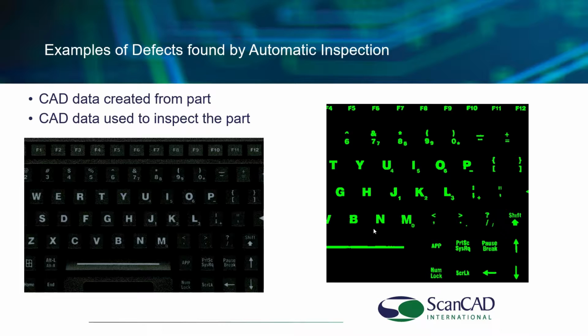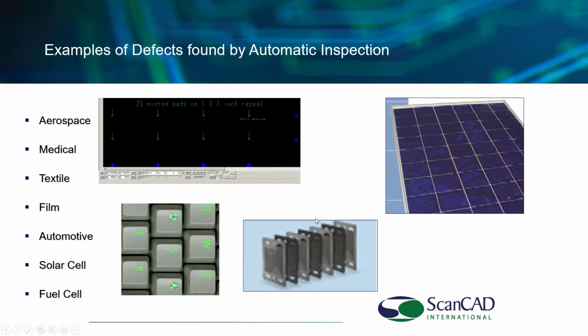ScanINSPECT systems are being used today to inspect those placards for no smoking, emergency exit signs that are in multiple languages, etc. All of that is inspected on a ScanINSPECT system. So yes, applications in aerospace, medical, textile, film, automotive, solar cell, fuel cell. It is a true multi-purpose system. The same system that works in one industry will work in another.